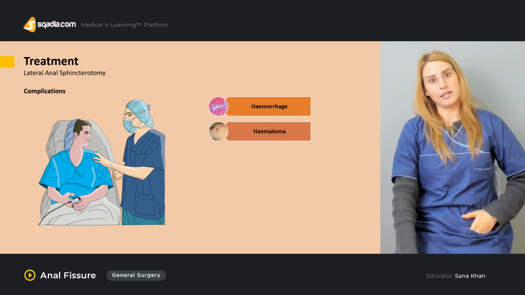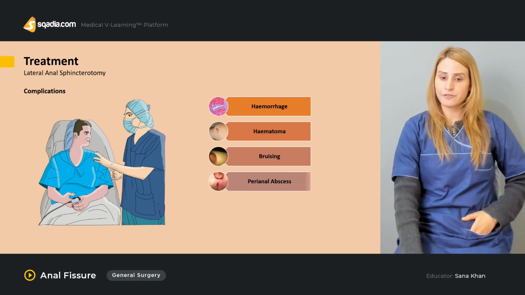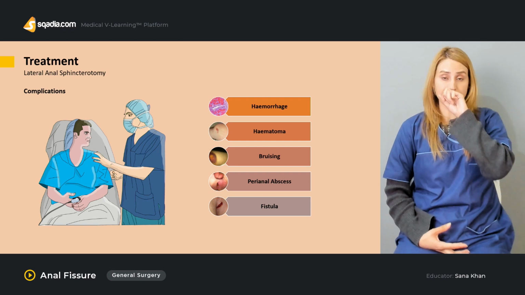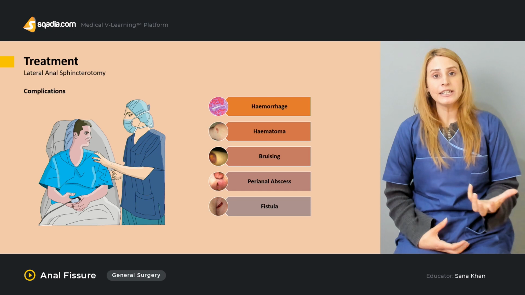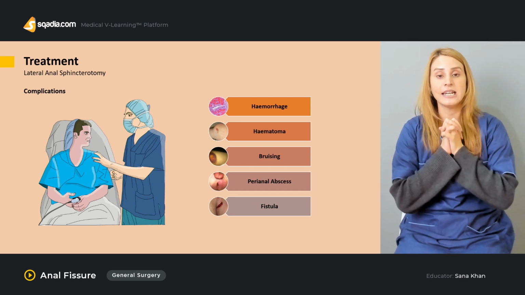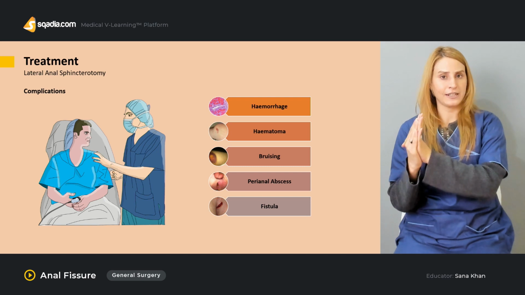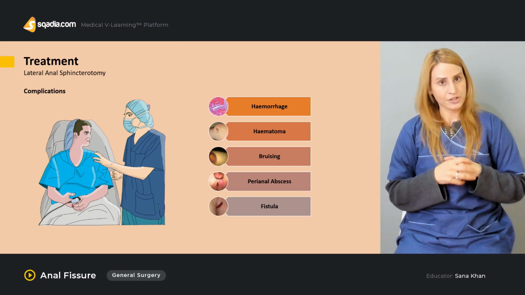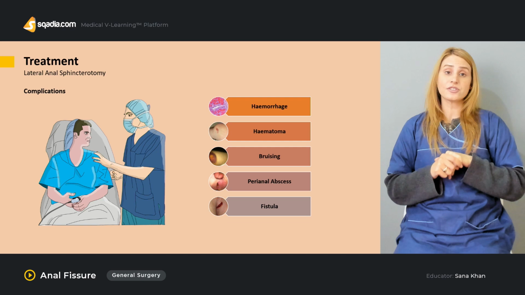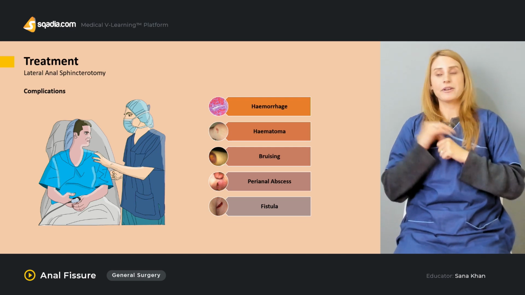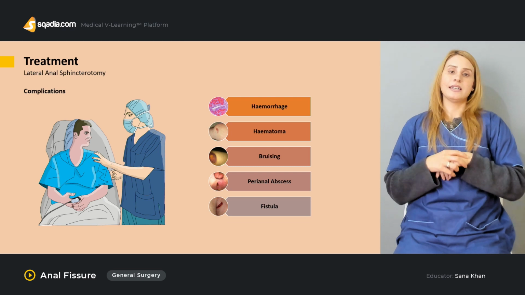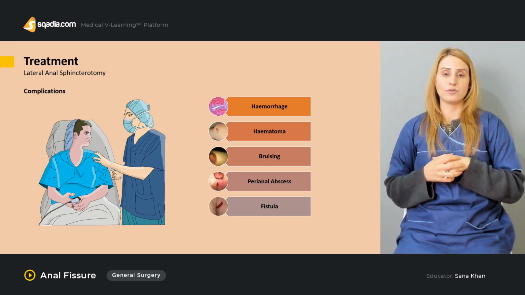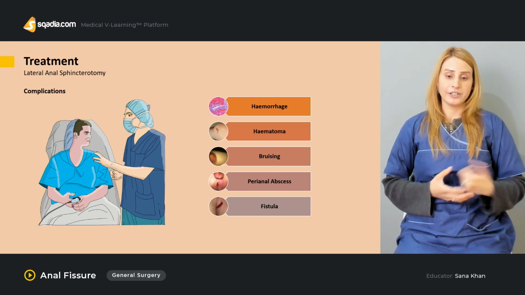Now, there can be some complications of the lateral internal anal sphincterotomy. That can be hemorrhage, hematoma formation, a little bit of bruising, perianal abscess, and fistula formation. You don't have to be sharp; you have to be very controlled, because 1/3 of the anal sphincter is left, so it's sufficient. But if you do a lot of cutting, then the patient can have incontinence as well. So the first post-operative day is very important because you keep on monitoring the incontinence.